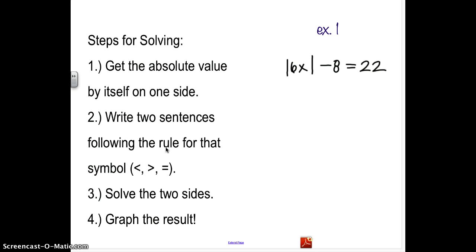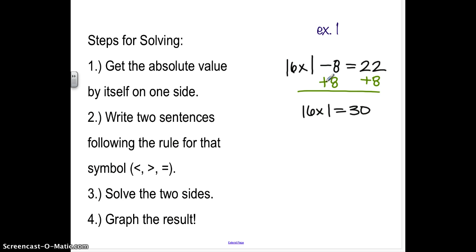Unfortunately, it doesn't really change whether it's less than, greater than, or equal to. First thing you have to do is get the absolute value by itself on one side. So right here, the first thing we're going to do is add 8 to both sides. The reason we do that is we can't split up an absolute value until it's totally by itself. Once it's the absolute value of 6x equals 30, then we can do the split up.